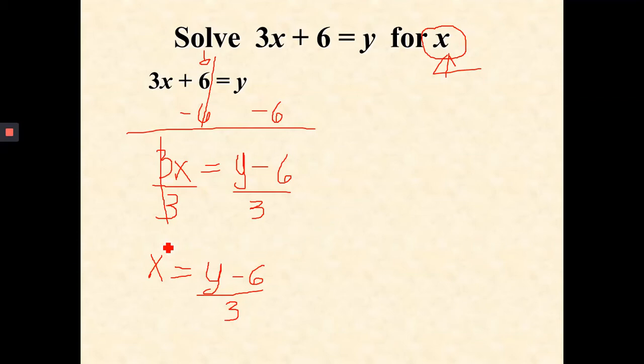Okay. So take a look on your answer. x is equal to y minus 6 all over 3. We can do the other way. Let us try to copy this part of the equation.